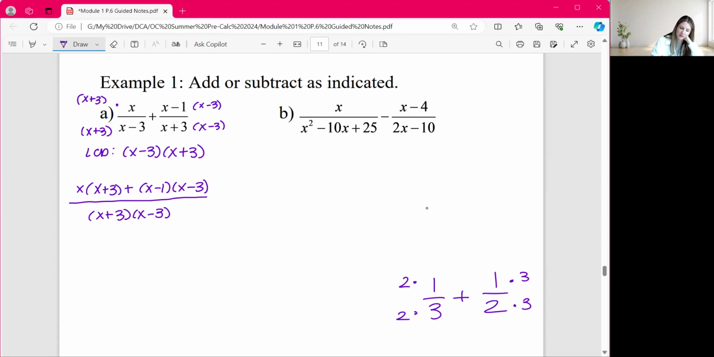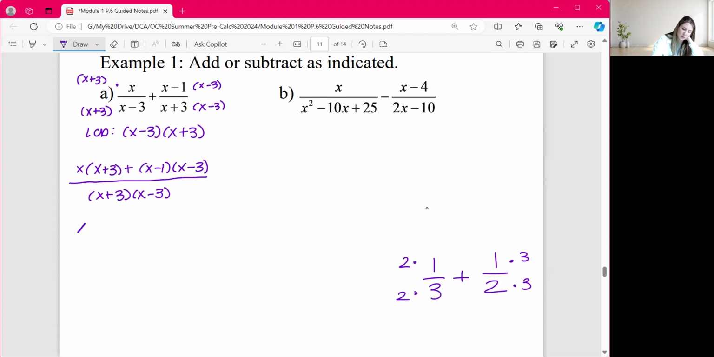So I'll multiply in my numerator. So I'll have x squared plus 3x. Let's do some foiling here. I'll have x squared minus 3x minus x plus 3 all over, let's keep our denominator in factored form.